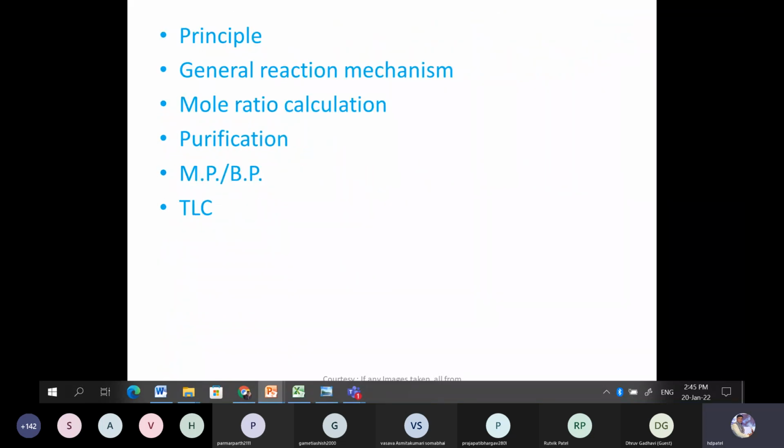Then principle of the reaction: for any reaction, as I said, the reaction will be specific. When we add some reagents, the specific type of reaction will take place. Then general reaction mechanism, mole ratio, purification. Now purification plays an important role when we are doing any kind of organic synthesis. The reason is when we carry out the reaction, the product may be impure, that is known as crude product.